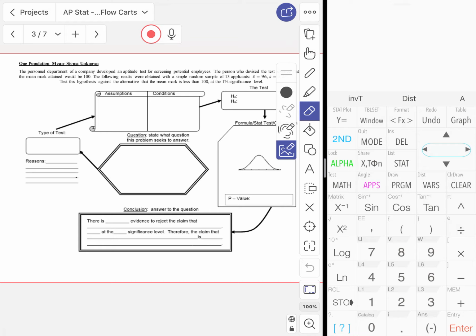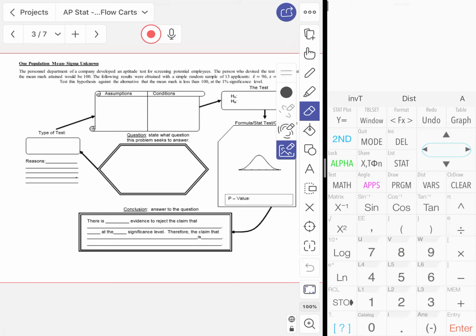So we're going to learn about or review the one population mean, sigma unknown situation. In this case, we have a personnel department that's using an aptitude test to screen potential employees. Right? And so what we have is information given about a mean. They tell us that we have a simple random sample. They tell us that the sample mean is 96, and we have other information.